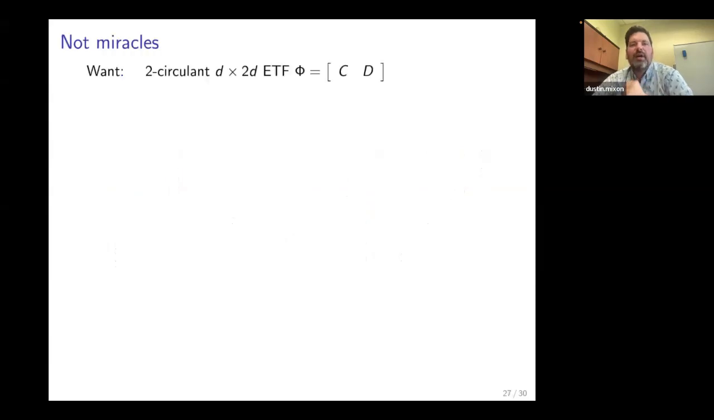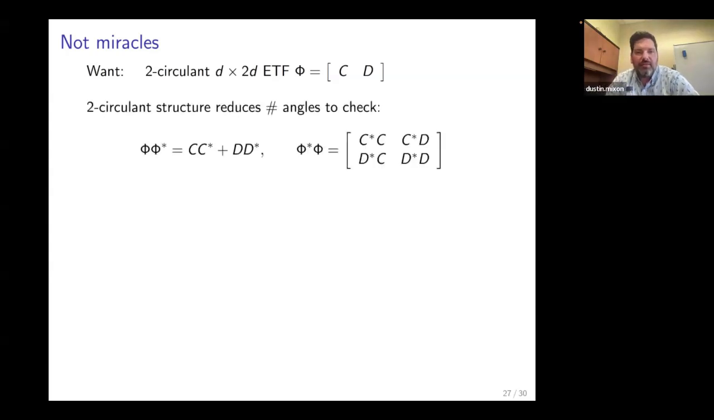Cool. So you want a two circulant ETF, huh? So it's going to be a D by 2D ETF. It consists of a couple of circulant matrices. Let's call them C and D. Okay. I want this to be two circulant. I want this to be an ETF.